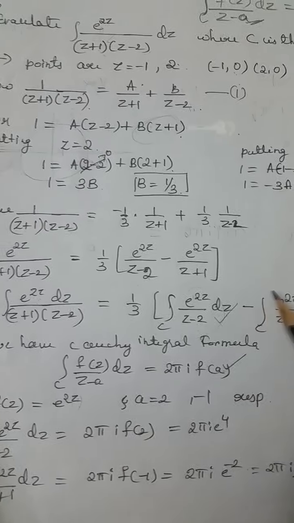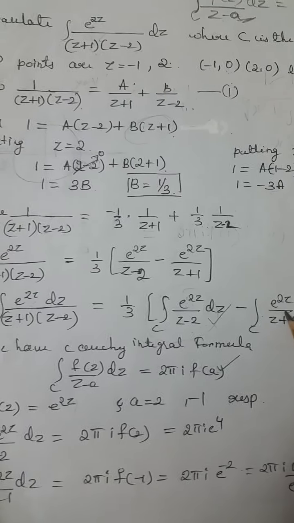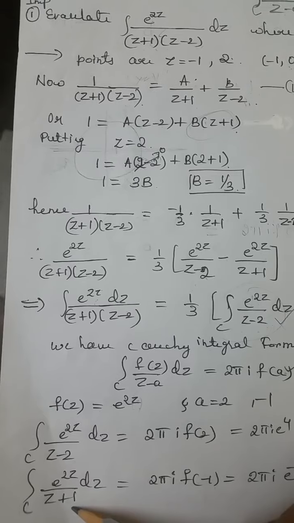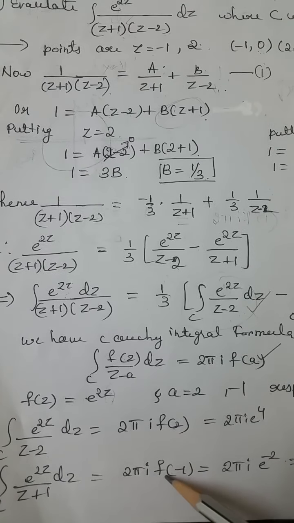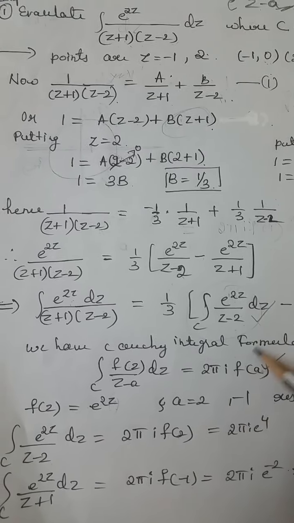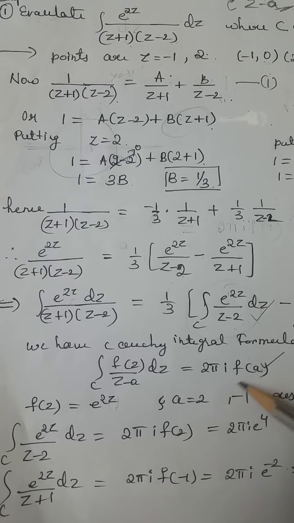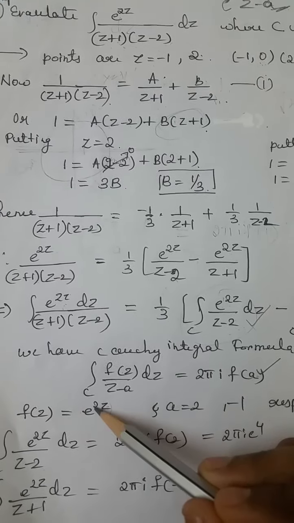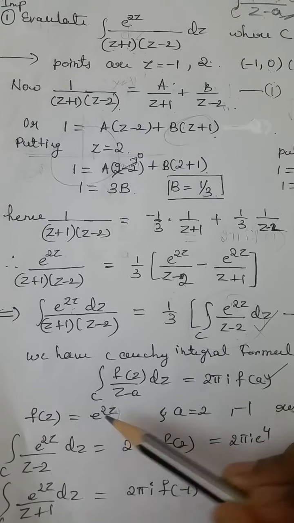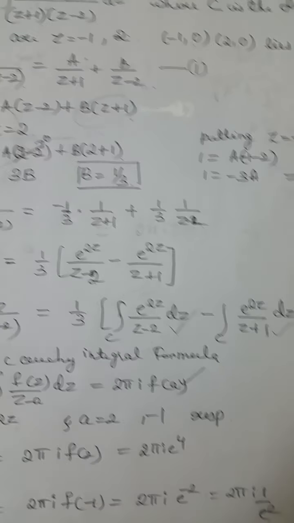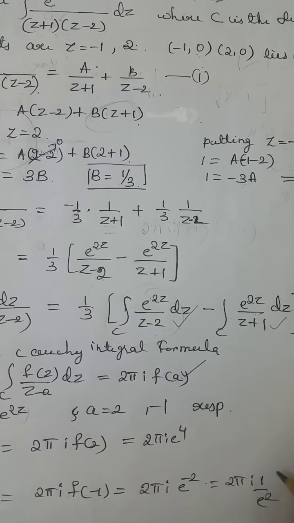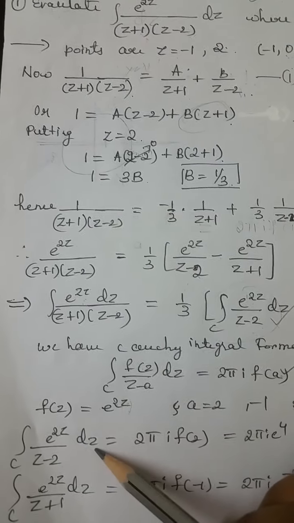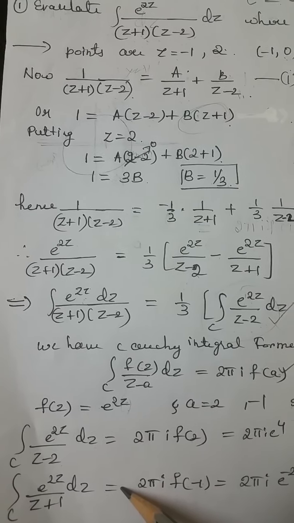Now similarly the second one, the integral of e raised to 2z upon z plus 1 dz, is equal to 2 pi i f of minus 1. The formula is f of a, and the next singular point is minus 1. So substituting f of minus 1, e raised to 2 into minus 1, e raised to minus 2, you can write 2 pi i times 1 upon e square. You got the value of this function by using Cauchy's integral formula.